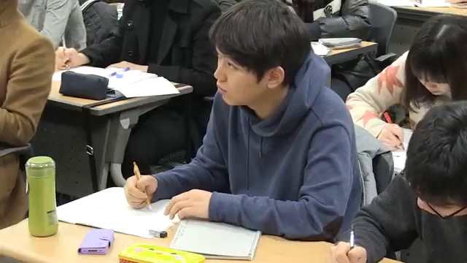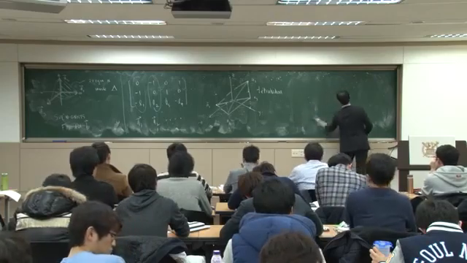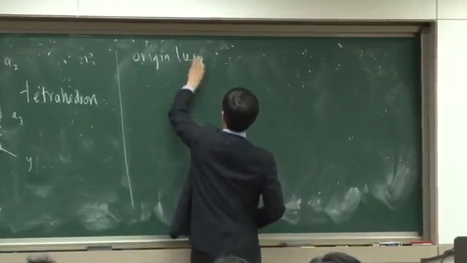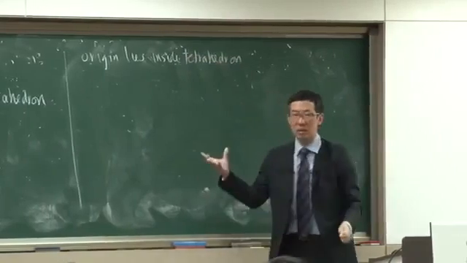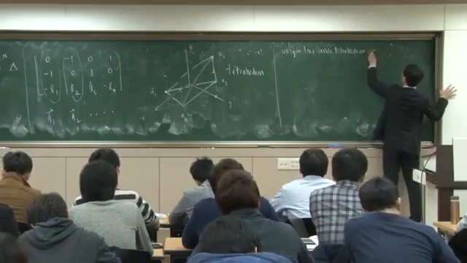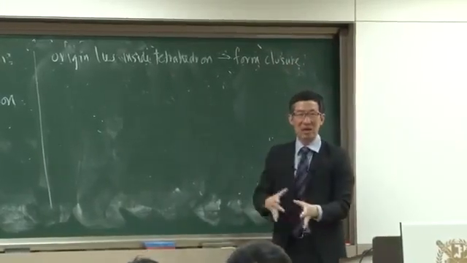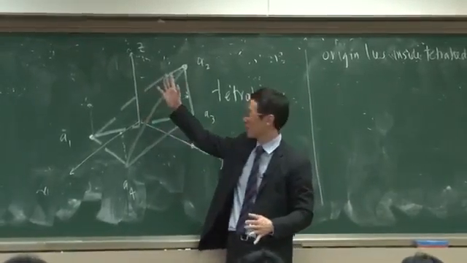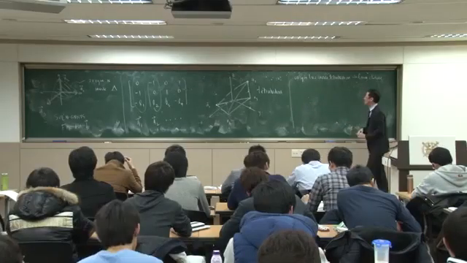So if the origin lies inside the tetrahedron, then a solution exists. We have form closure. The object cannot move. If it's outside the tetrahedron, we don't have form closure. You have to imagine this tetrahedron. You can sort of see it. Practice drawing it, you'll get it.